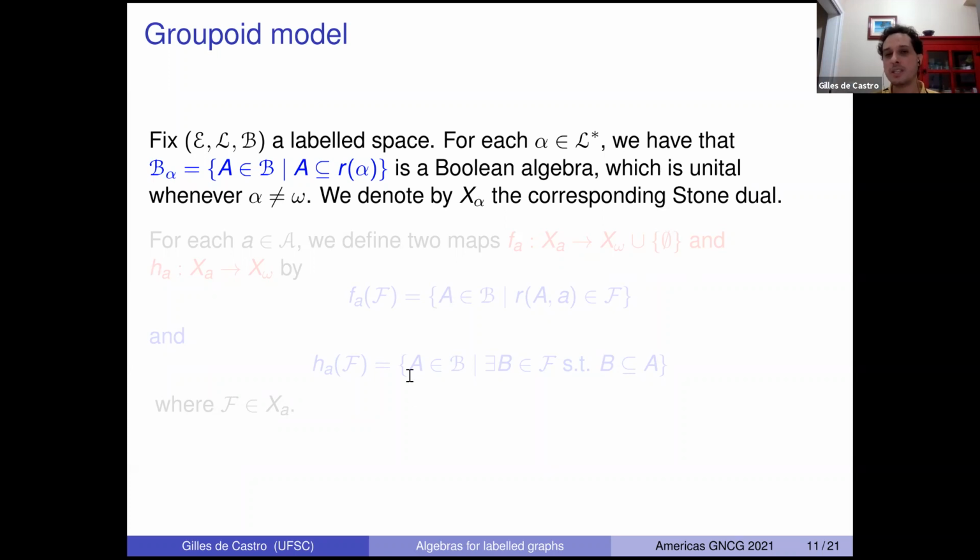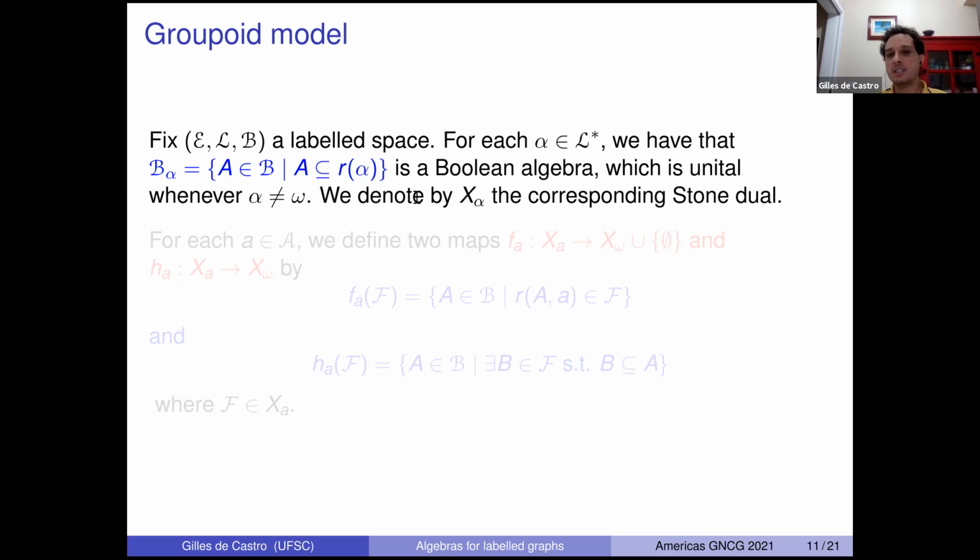Here, it actually is more general. We did it for generalized Boolean dynamical systems, but I'm only going to present it for labeled spaces. The idea is that we can consider a topological graph, or almost a topological graph, and then things are a little bit easier to explain. So the idea is that, for each labeled path, we can restrict the Boolean algebra to only the sets which are contained in the range of the corresponding labeled path. So basically, this is an ideal of the Boolean algebra. Then it's going to be a Boolean algebra itself.